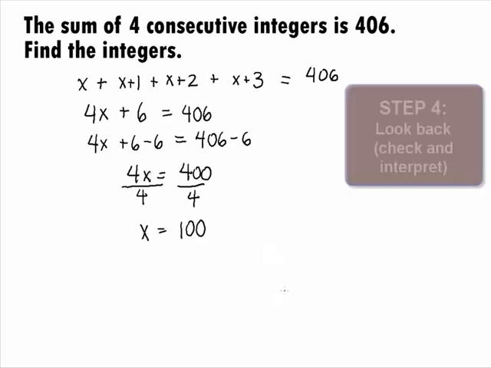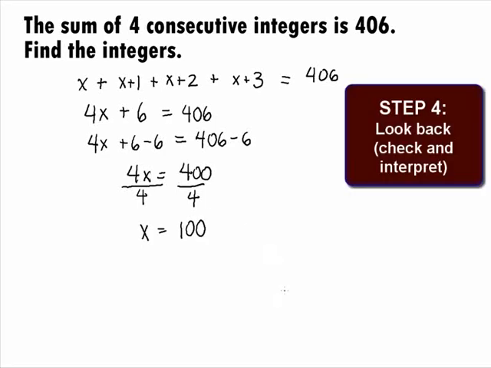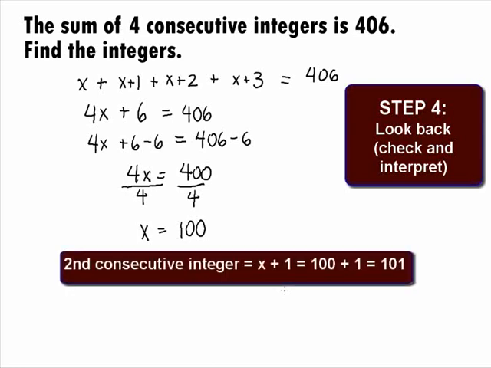In step 4, we want to look back and check and interpret the answer. x equals 100 just gives us the first consecutive integer. We will still need to find the other three consecutive integers. Since the second consecutive integer is x plus 1, we get 100 plus 1 equals 101 for that one.